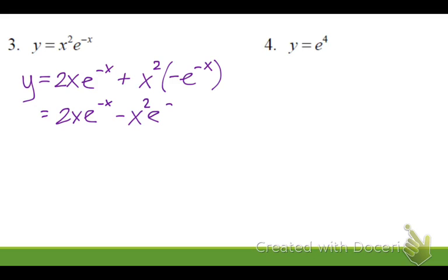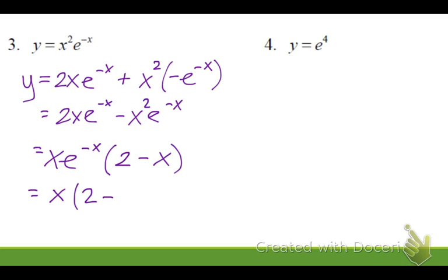Now technically you could leave your answer like that, but because they both have something in common, a lot of times on AP tests or multiple choice questions, they'll factor out what they have in common. So what do they both have? They have an x and e to the negative x. So this would become 2 minus x, with the x and the e to the negative x pulled out. And then just one more simplification. They don't like negative exponents. So I'm going to write x times (2 minus x), and I'm going to move that e to the negative x piece to the bottom so that it doesn't have a negative exponent anymore.